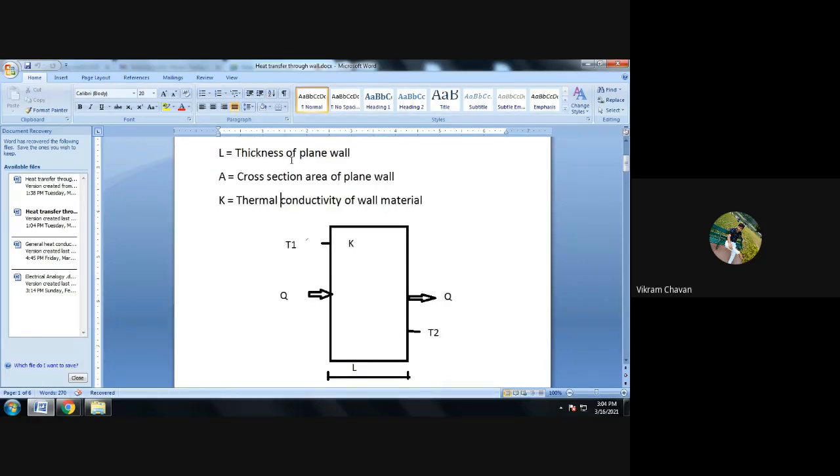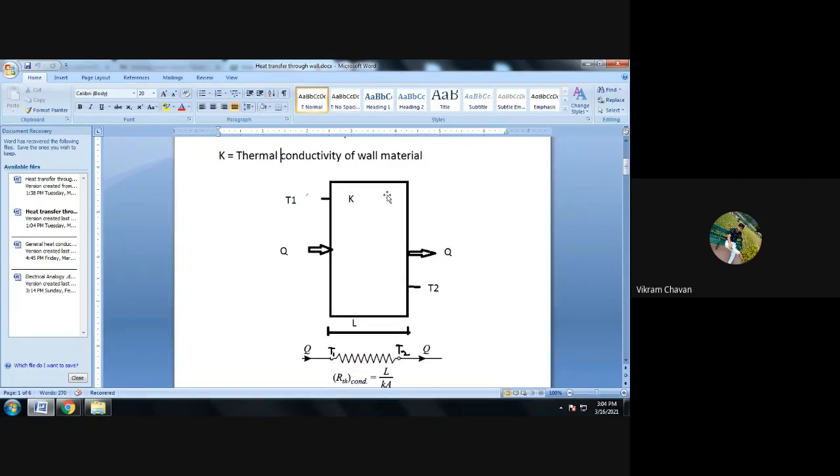By considering these assumptions, L is the thickness, A is the cross-section area, and K is the thermal conductivity. So we have to consider the wall. In three dimensions, we would have to draw in a different manner, showing the length, width, and height, but here we are considering a one-dimensional geometry. Consider your home wall and you are standing in front of it, so the thickness is in front of you. How will it look? It will look like a rectangle, and we will see only the thickness of that particular wall.